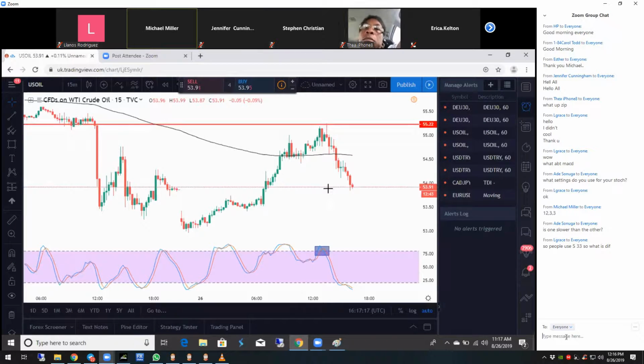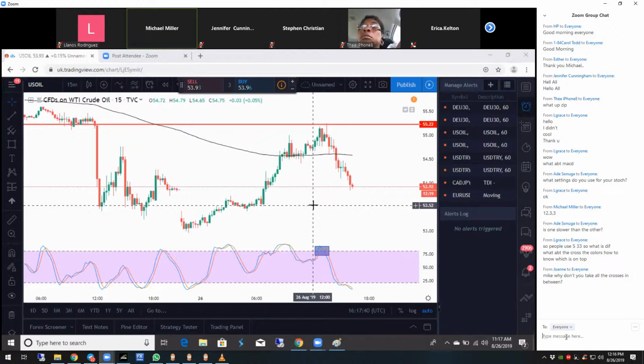I just seen people use 5.33. Like I said, it's pretty much gonna follow the price a little bit different, but the preferred setting is 12.33. I've seen people use 5.33 before, and 7.33, and 14.12, and some more numbers, but I must use 12.33. It's the best setting I found to use. Yes, I have played around with it before, but 12.33. I don't take all the crosses in between. I look for more of the major moves.